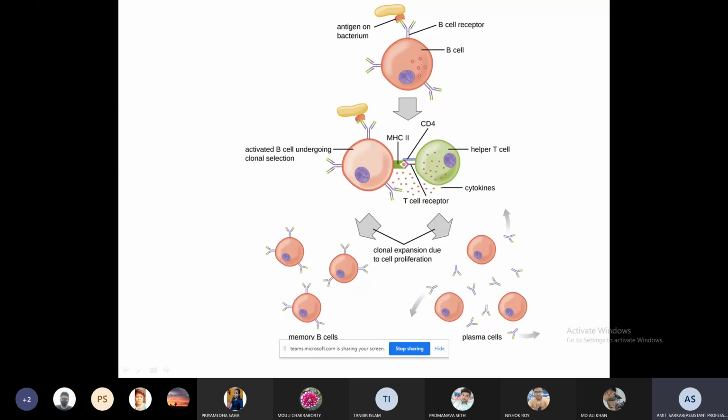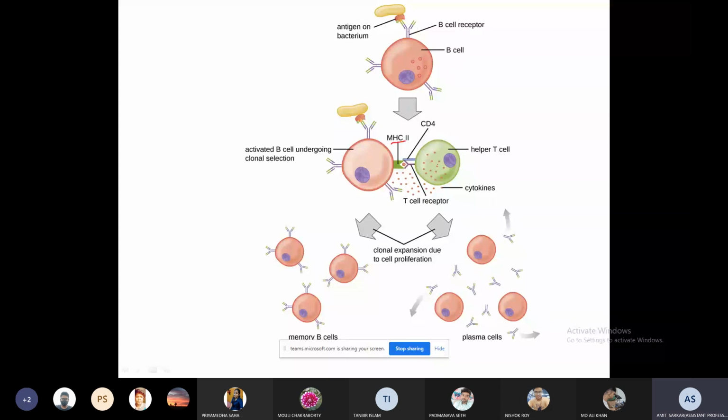So here our B cell, you can also think of as an APC. The B cell, with its membrane-bound antibody, is binding to a part of the bacterium, the microorganism. Then it processes it and makes a small fragment, and one of those fragments is presented with the help of class 2 MHC molecule. To whom? To the helper T cell.